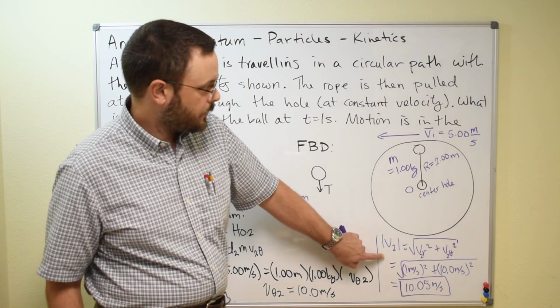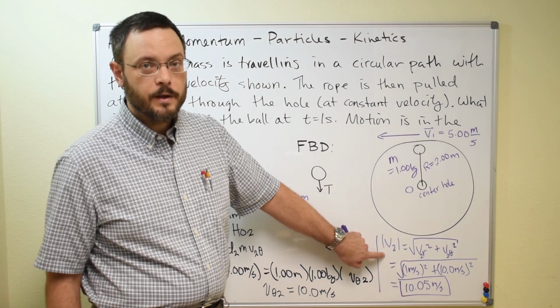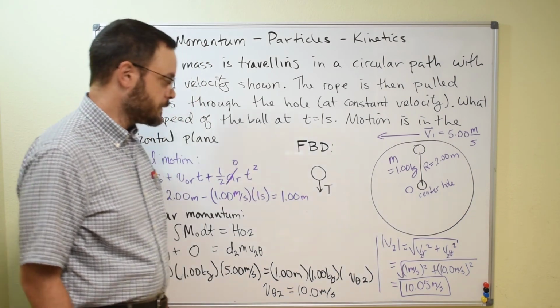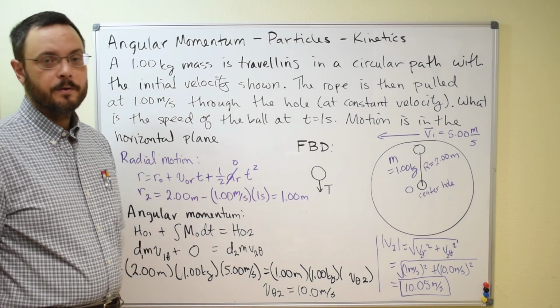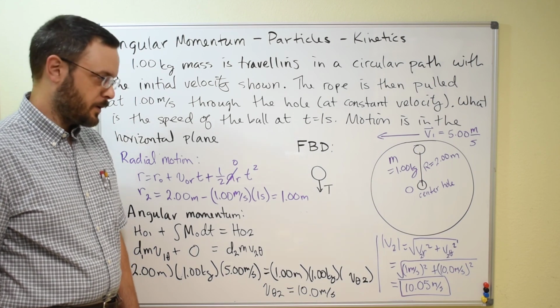And then the problem asks us for the speed, so that would be the magnitude of the velocity. So we'll do the r component squared, add in the theta component squared, and then take a square root, and we get about 10.05 meters per second.